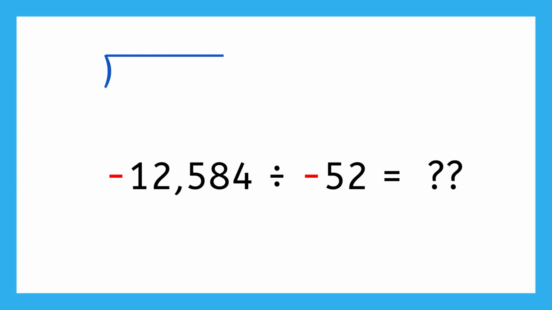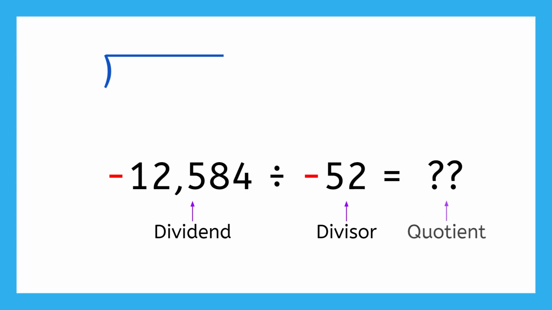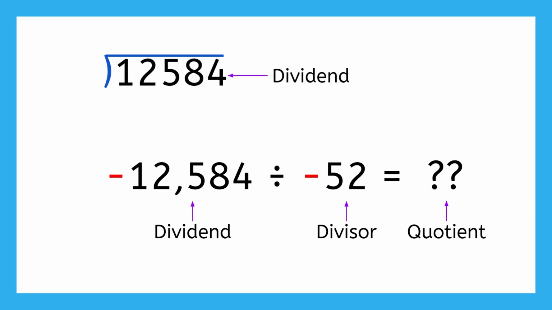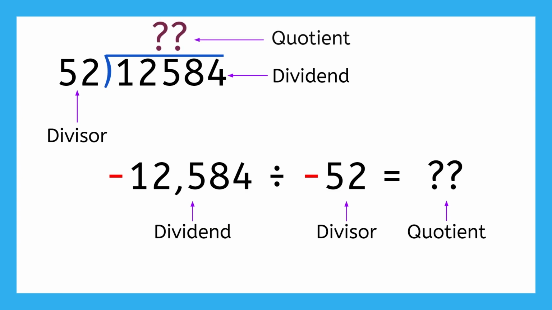Let's review some vocabulary. Remember, order matters in division, so we need to be sure to keep things straight. When we divide, the first number is called the dividend. The second number, the one we're dividing by, is called the divisor, and the result, as we just saw, is called the quotient. When we set up a long division problem, the dividend goes here, inside the division sign, the divisor goes here on the outside, and the quotient will be written on top of the division sign once we find it out.